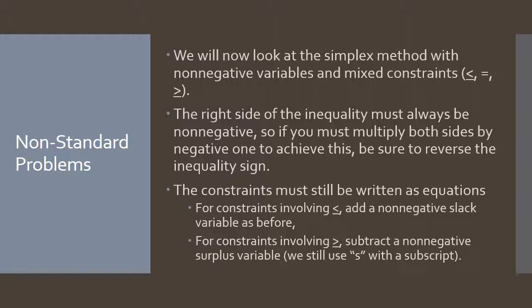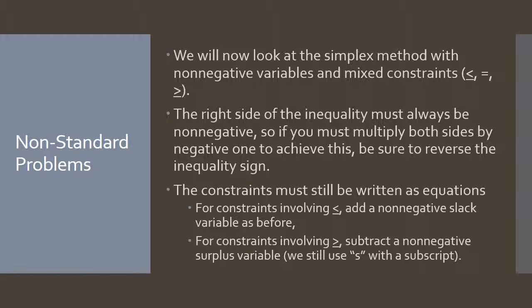The constraints still need to be written as equations. But now that we can have either less than or equal to or greater than or equal to, we're going to have to make a slight change. For constraints involving less than or equal to, add a non-negative slack variable. This is exactly what we did in the last two sections we talked about.